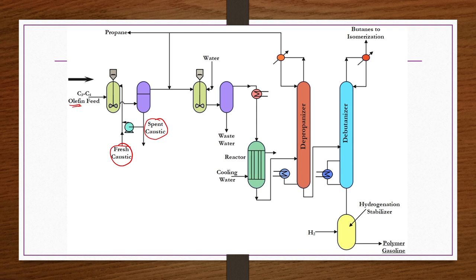For the pre-treating, whatever caustic you are using will not be completely removed. Some olefins may be carrying caustic also, right? If that is present, it is going to reduce the activity of the acid catalyst subsequently in the reactor. So for that purpose, the feed is also washed with water and the wastewater is collected. After pre-treating with caustic and then washing with water, purified olefins are taken to the reactor, right.